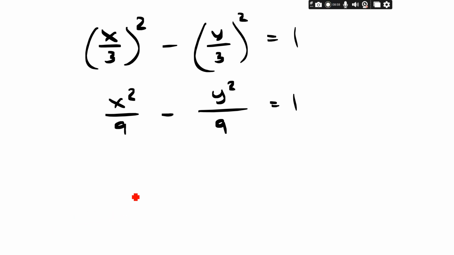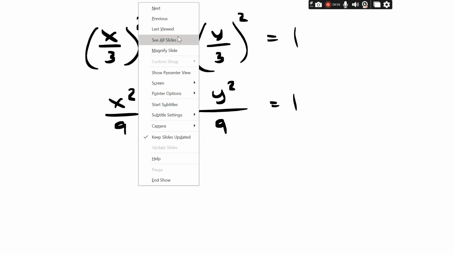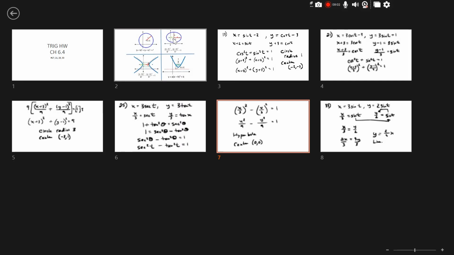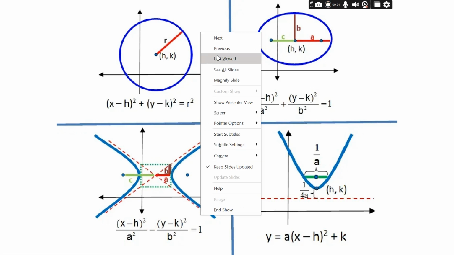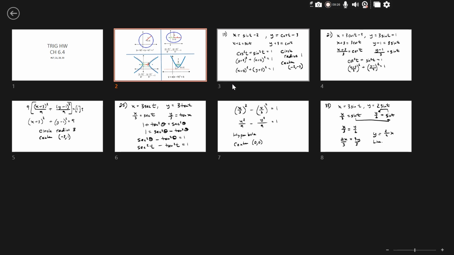Let's see if I can do this. Show all slides. Back to here. Notice this guy has a minus sign here, right? But these two have plus signs. So we want it to look like this, because that minus sign being there, that's the thing. Okay, so let's jump to all slides.